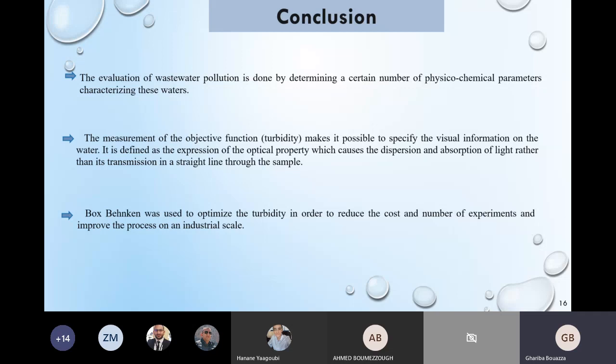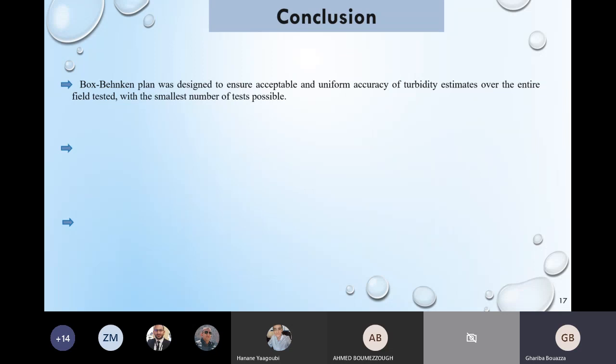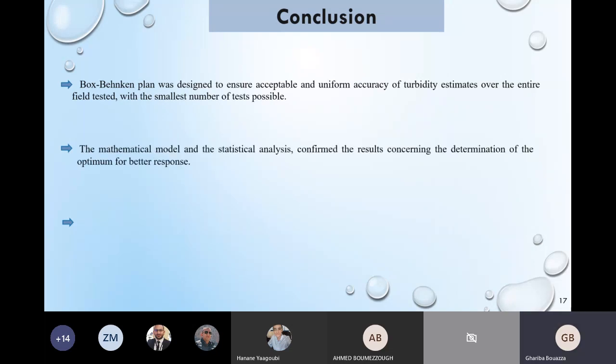Box-Behnken was used to optimize the turbidity in order to reduce the cost and the number of experiments and improve the process on an industrial scale. The Box-Behnken plan was designed to ensure acceptable and uniform accuracy of turbidity estimates over the entire field of tests with the smallest number of tests possible. The mathematical model and the statistical analysis confirmed the results concerning the determination of the optimum for better response. The validation of our model was established by the perfect agreement of the theoretical and experimental results.